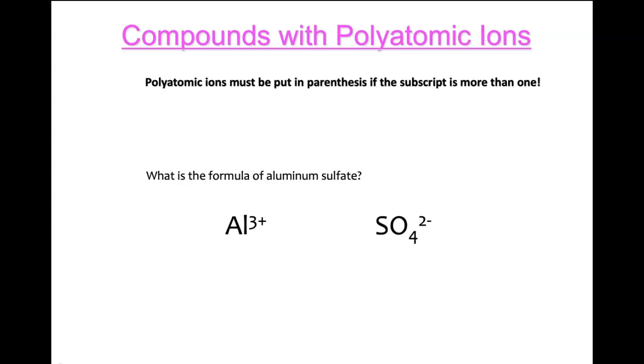All right, and so if we use the cross rule here, what would the formula be? So if you're thinking Al2(SO4)3, you are exactly right.